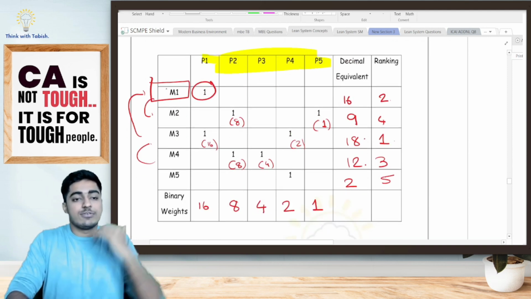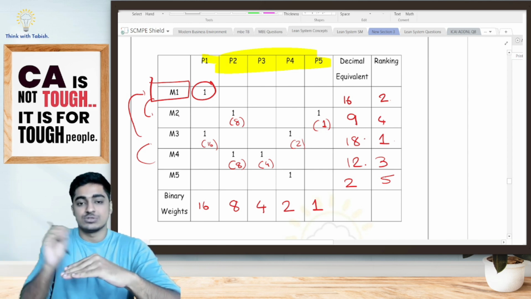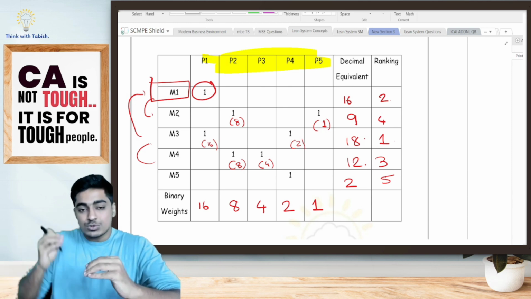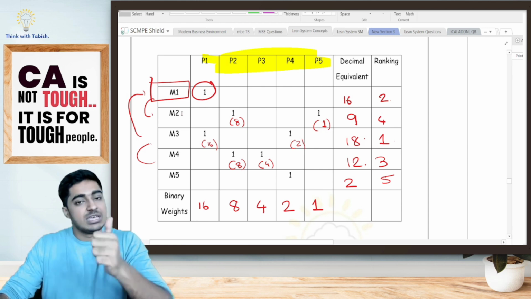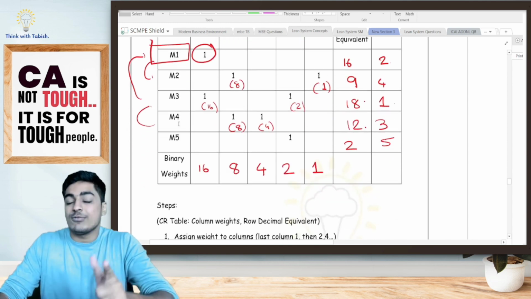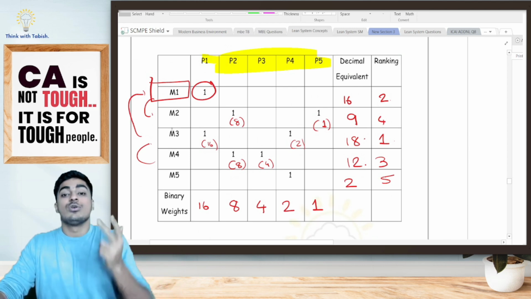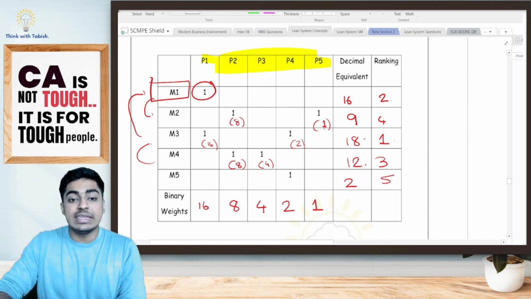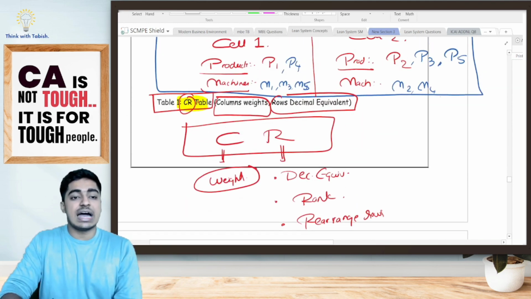I have done this. For my row, machine 2, it is using P2 whose weight is 8 plus P5 whose weight is 1, so 8 plus 1 is 9. Machine 3, which is using P1 whose weight is 16 plus P4 whose weight is 2, so altogether 18. So two things: for column I have given weight, based on that for my row I have given decimal equivalent. Third, based on the decimal equivalent value, I am going to give rank to my rows. Fourth, based on the ranking, I will rearrange my rows. Is this clear? So it is actually CR cube.